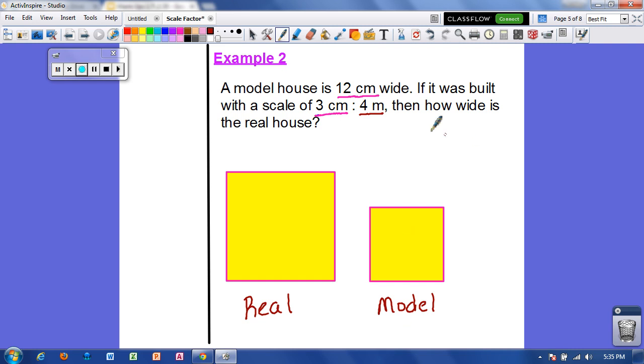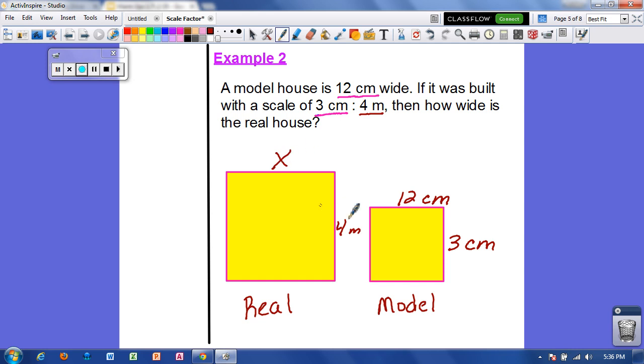Now it says the model is 12 centimeters wide. So I'm going to go ahead and label that 12 centimeters wide. It says it was built with a scale of 3 centimeters to 4 meters. So if this is the model, we know this is centimeters. So if this side was 3 centimeters, then that means over here on the real house, that side would be 4 meters. So based on what I have filled in right now, I have the right sides, and then I have this top number. So I know this is going to be x.